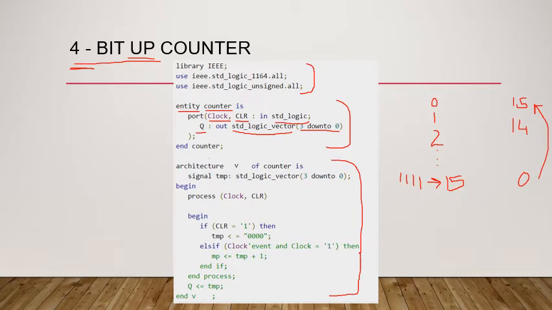Now next we come to the architecture. We write architecture V of counter is, and we declare a signal TMP. A signal is something which is neither the input nor the output, but it will be used somewhere in between for doing the calculations. TMP we are taking again as STD_LOGIC_VECTOR, which is 3 down to 0. So it is a 4-bit vector.